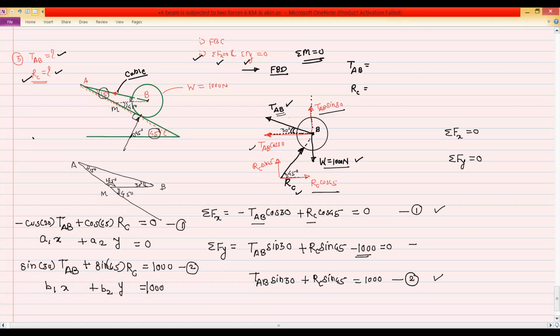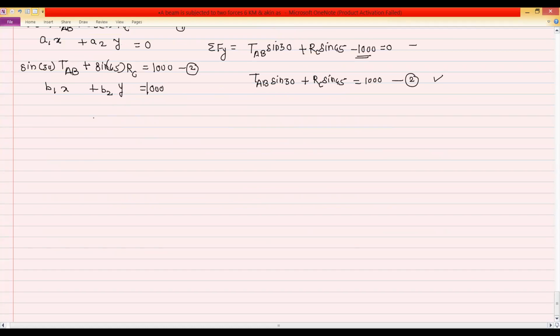You can solve this directly in the calculator. There is an equation mode. So the reaction RC is 896.58 Newton and tension AB is 732.05. Okay, so this is your final answer.